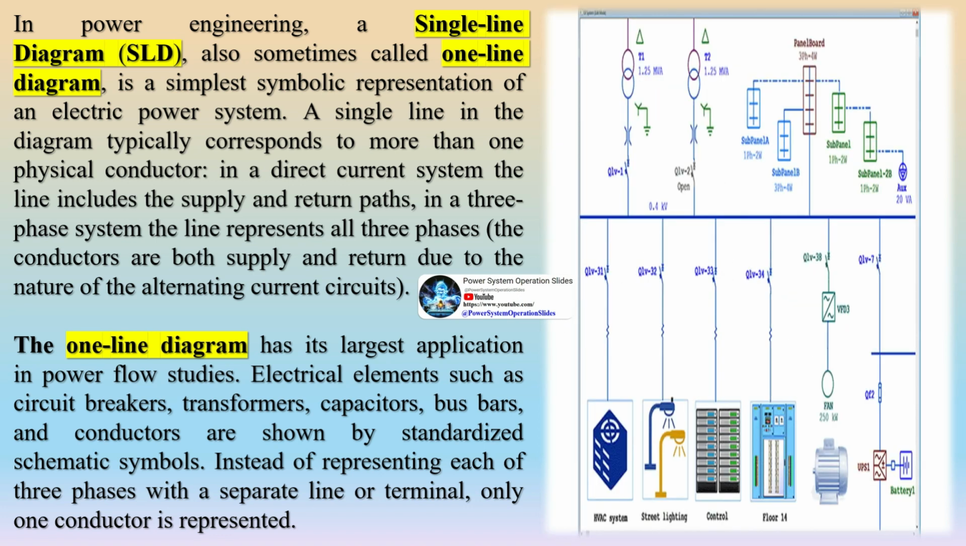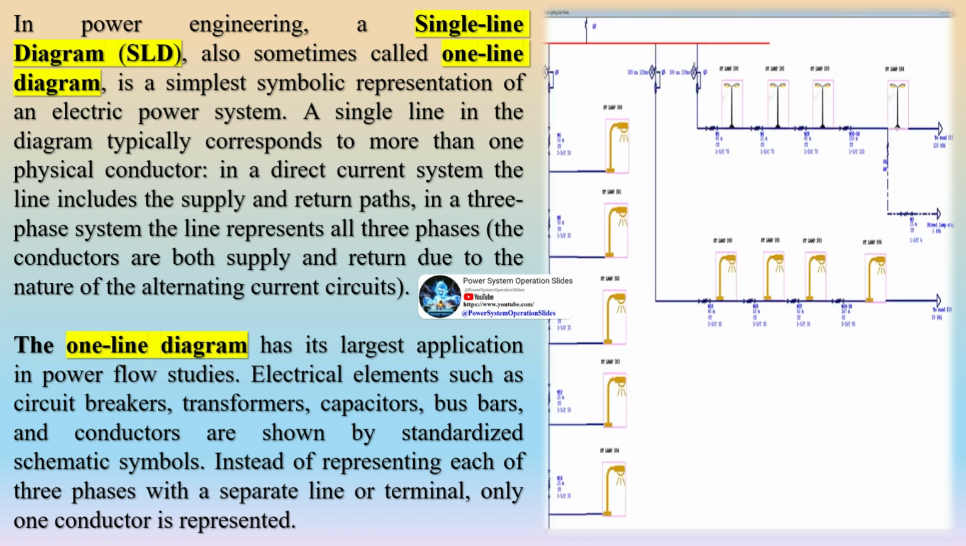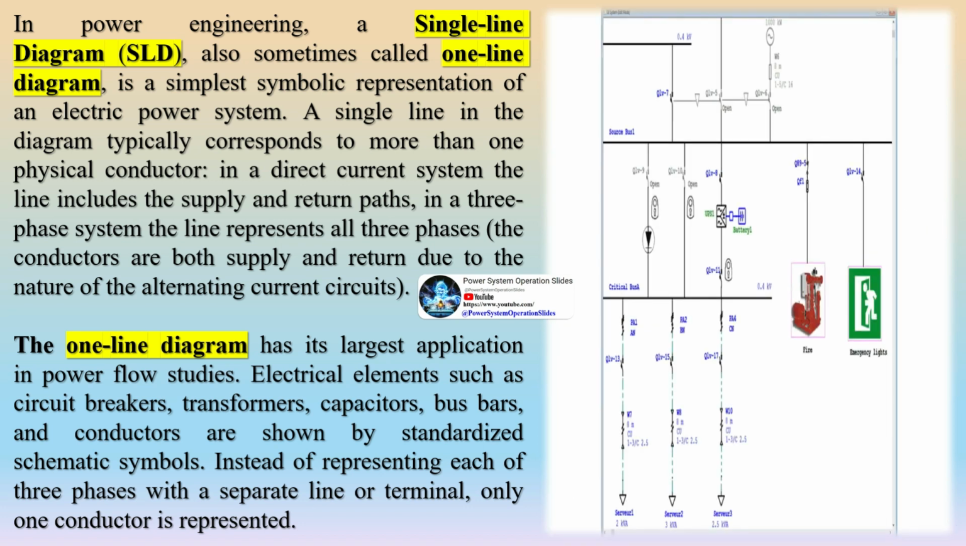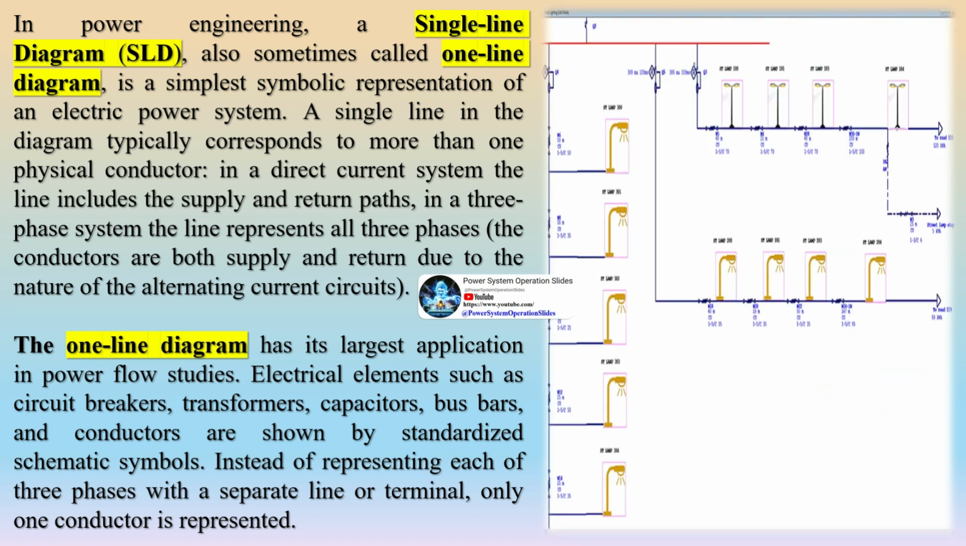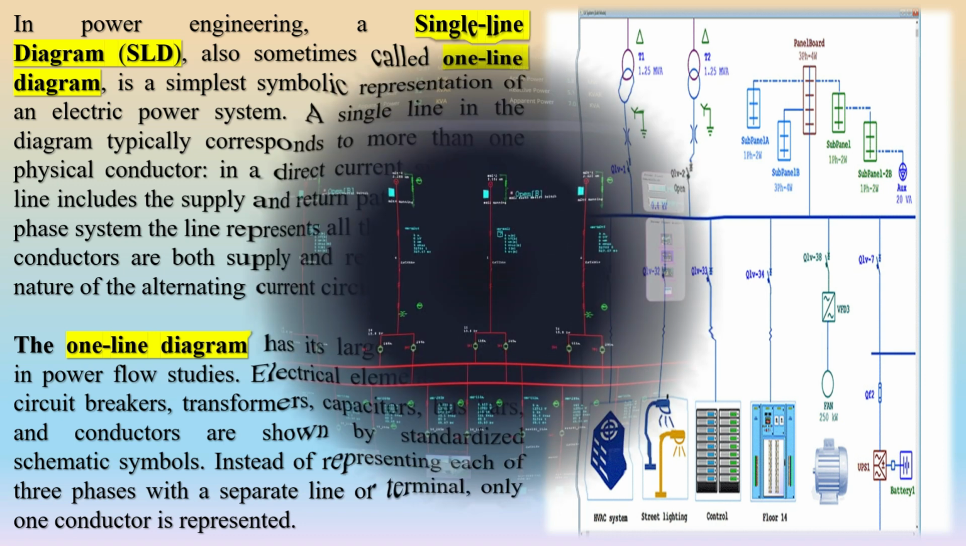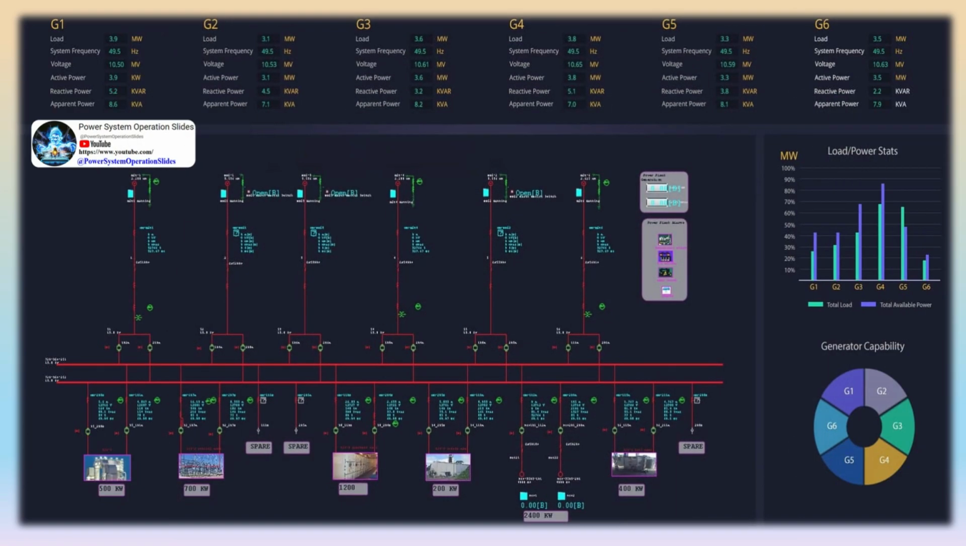Switchgear and protection devices. Switchgear and protection devices, such as circuit breakers, relays, and fuses, are essential for the safe operation of a power system. These components are represented by symbols that indicate their positions in the circuit and their functions, such as protecting equipment from overloads or short circuits.